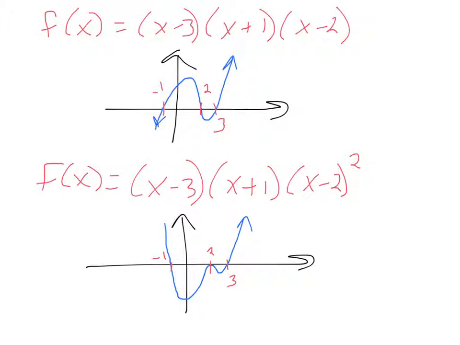If we graph both of these, we see that they have the same x-intercepts, but in the case of this first one, it crosses the x-axis at 2, and it just touches the x-axis at 2 in the second one, when the multiplicity is 2. So the multiplicity of the root x minus 2 is 1 up here. This has a multiplicity of 1.